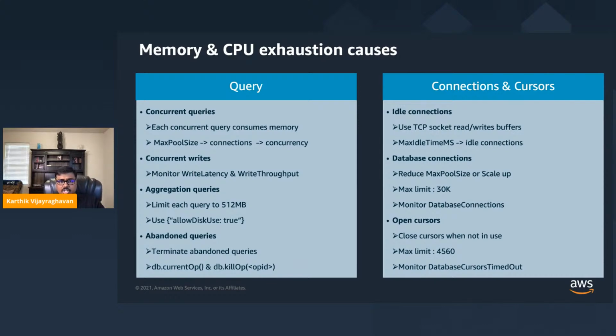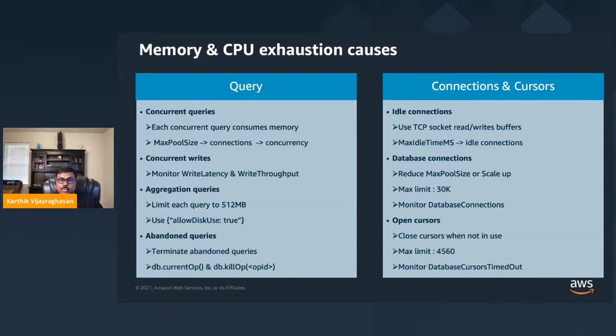And then if you have aggregation queries, look at each aggregation query, and if it is exceeding 512 MB in memory consumption, that is too much memory. If you hit that level, that is very high. So what I would suggest there is to use the parameter called allowDiskUse set to true, because that will allow you to perform aggregation operations on the disk as opposed to memory, so that there will not be any memory exhaustion issues. And if you have long running queries, be aware that you may be terminating them on your application side, but they are still running on the database side. So for those abandoned queries, make sure that you're killing them using db.killOp.